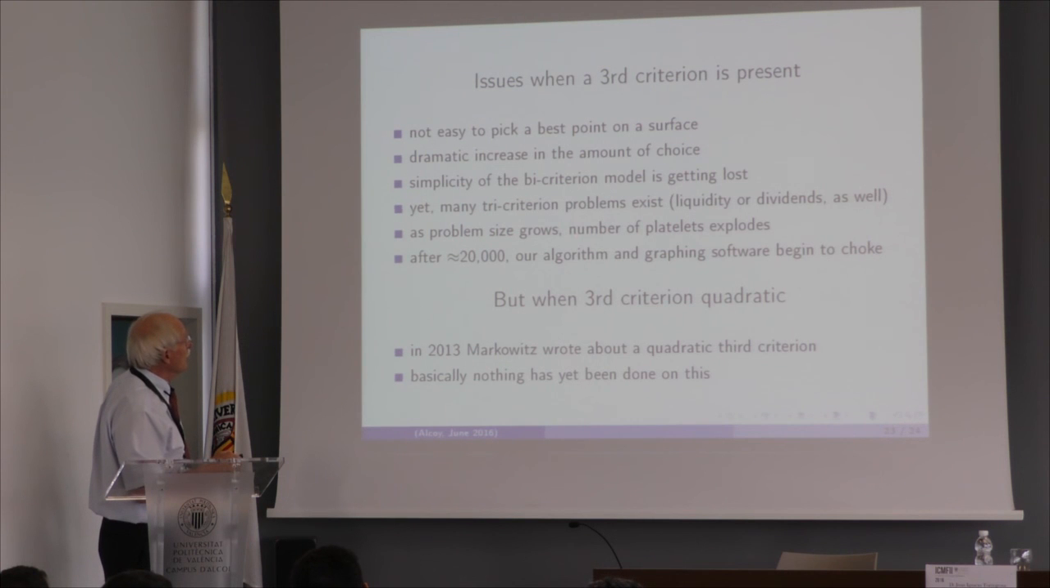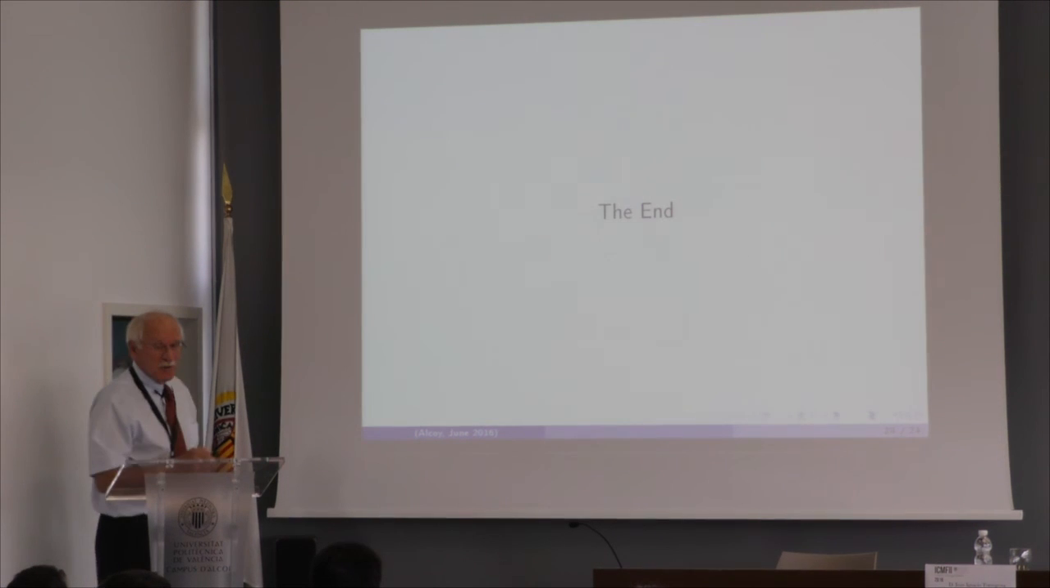And as problem size grows, the number of platelets explodes. See, and after 20,000, computationally, we're not able to make it work. Okay. And if the third criterion is quadratic, see, nothing is known about that. We can do work on it when the third criterion is linear, even though we have a hard time interpreting the results. But with a quadratic third criterion, we don't even know how to do the surface. No one knows how to do the surface. So that, ladies and gentlemen, is the end.